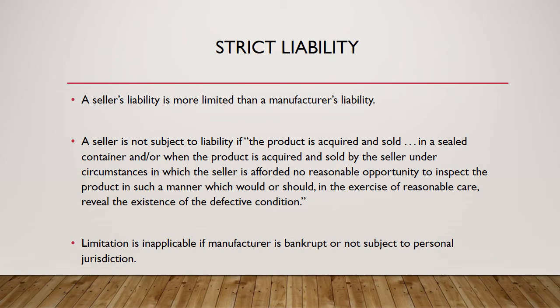Also, this limitation may not apply if the manufacturer is either bankrupt or not subject to personal jurisdiction. So if the manufacturer makes something and they only make it in California, but somehow Walmart buys it out there and they ship it everywhere, Walmart would likely be the one subject to the product liability claim, because a court here in Tennessee would not likely have personal jurisdiction over this California company who makes it and sells it to Walmart in California. Also, if the manufacturer goes bankrupt, then there's a chance that Walmart may be held liable for any product's liability claim.